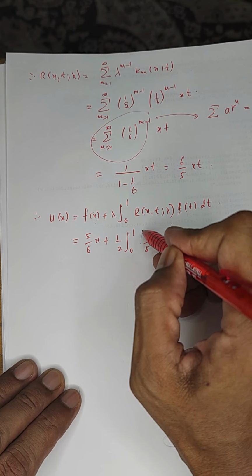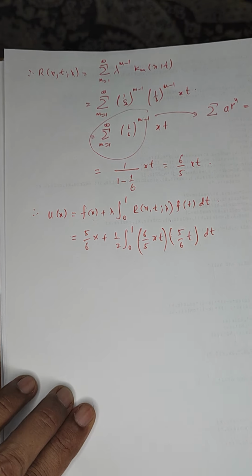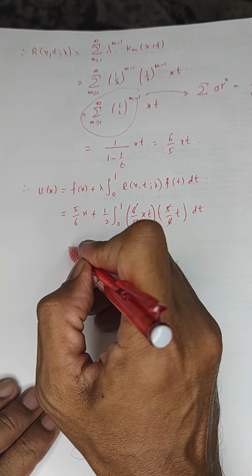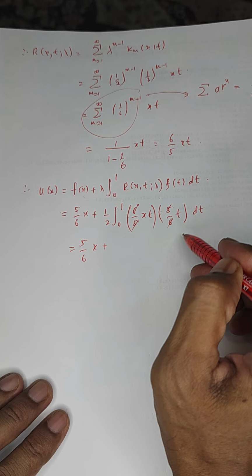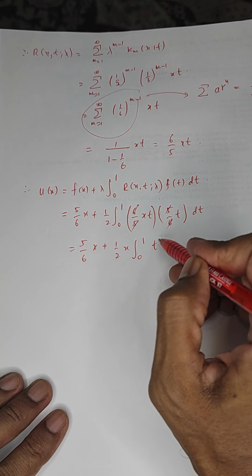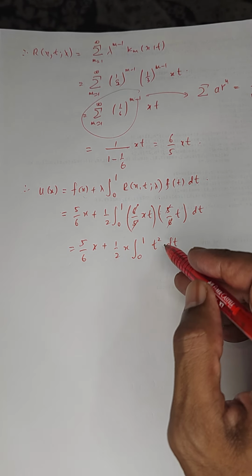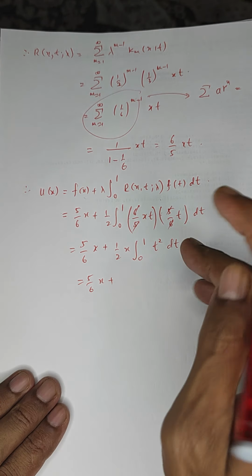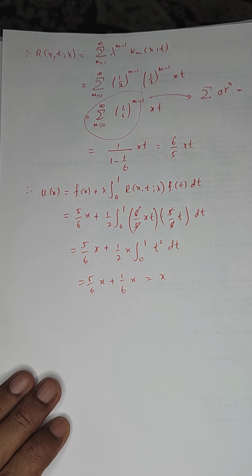So here, let me put this in brackets. So we have 5/6 t dt. This is easy to evaluate, right? So this is 5/6 x plus half. You can take out x, integrate 0 to 1, so we have t squared dt. That gives you 5/6 x plus, this is 1/3, so 1/6 x, that gives you x.